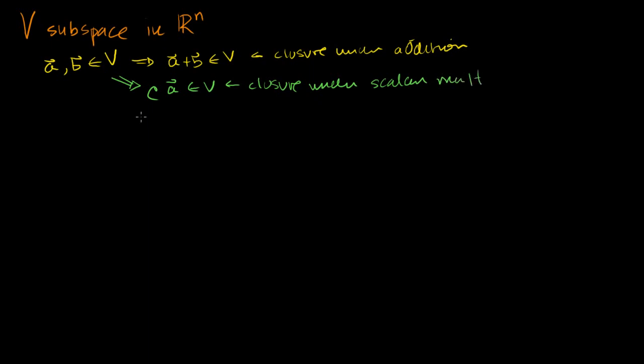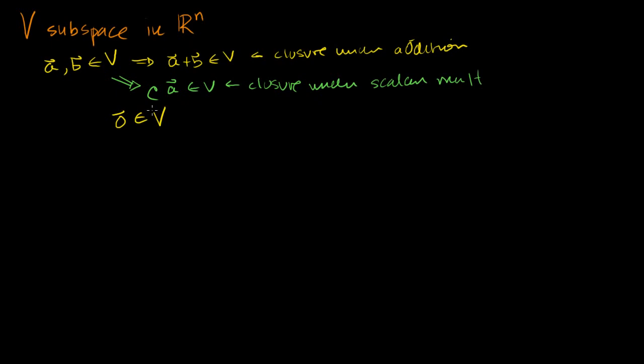And then a somewhat redundant statement is that V must contain the 0 vector. And that's true of all subspaces. Let me write it this way: the 0 vector is a member of V. And it would be the 0 vector with n components here, because V is a subspace of Rn.